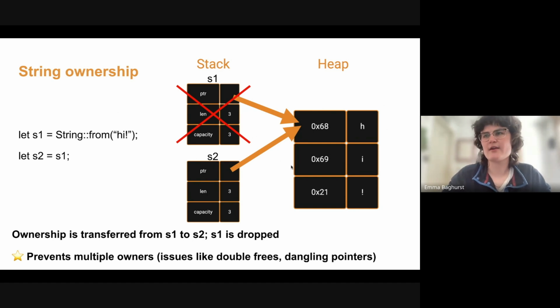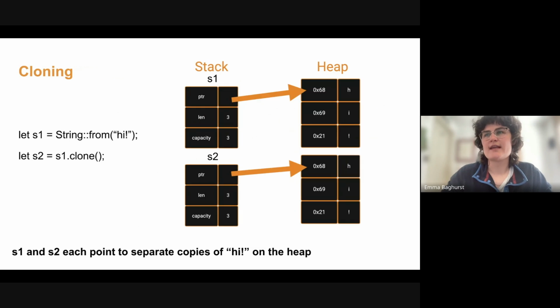sort of undefined behavior. But say if you did want to copy that data, so you wanted to duplicate that heap data, you could call clone. So when you do st1.clone, what it does, it will copy that data here, and S2 will point to that. So basically, you have two copies.